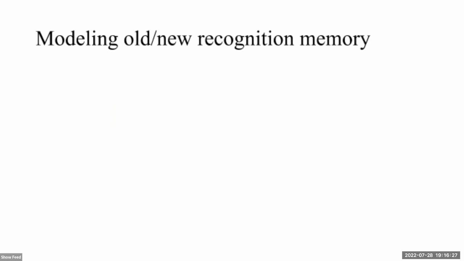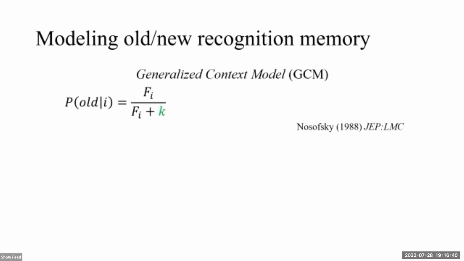Next, in order to model old-new recognition memory, we couldn't directly take these word2vec distance measures. We had to put them into a separate model. So we tried to account for human performance using Robert Nosofsky's generalized context model, which computes the probability of a given participant rating a given word pair as old as a function of the familiarity of that word pair.